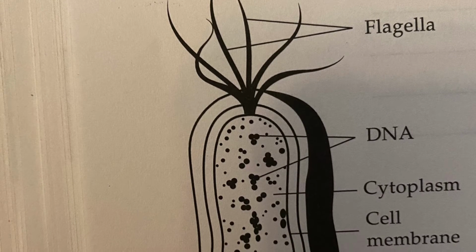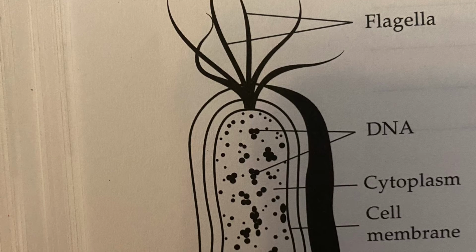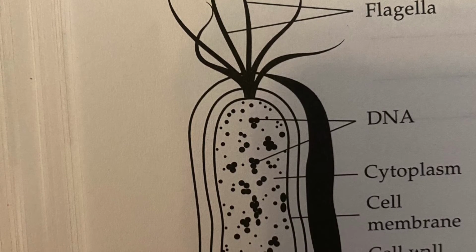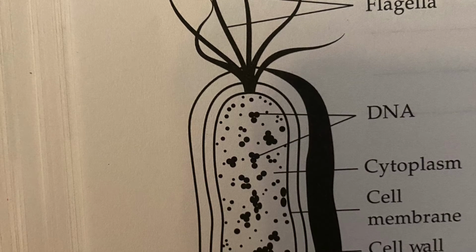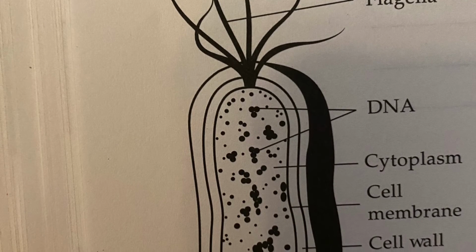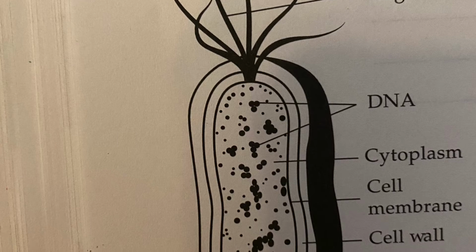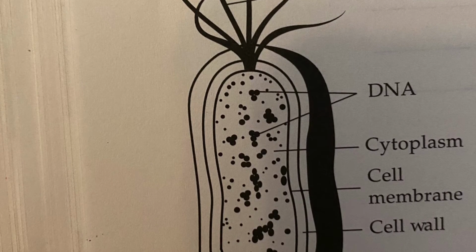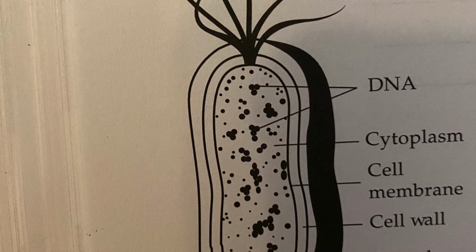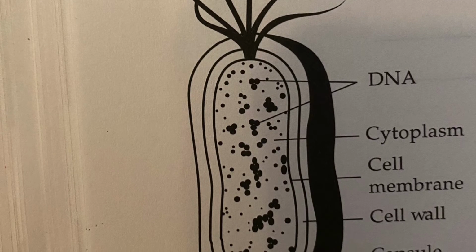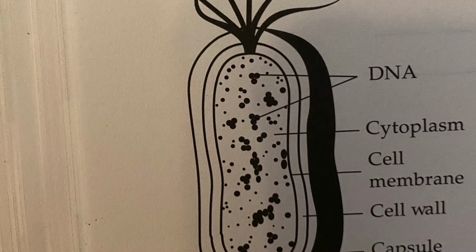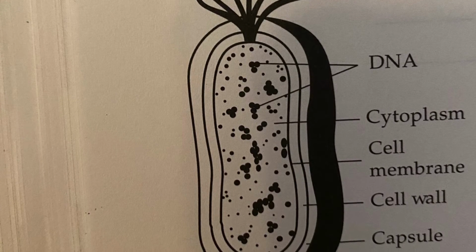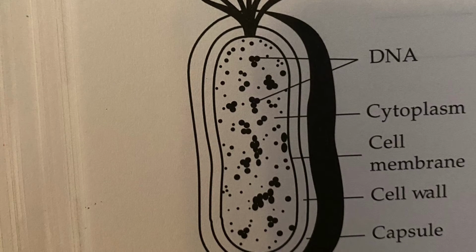Now, the flagella are long whip-like fibers that help some types of cells move. So bacteria are not the only types of cells that have this. It is also found in different cells, but that is what they are called, the flagella. Then we have the DNA, and followed by the cytoplasm, which we have heard about in different cells. Then we have the cell membrane, which is like the outer covering of the cell.